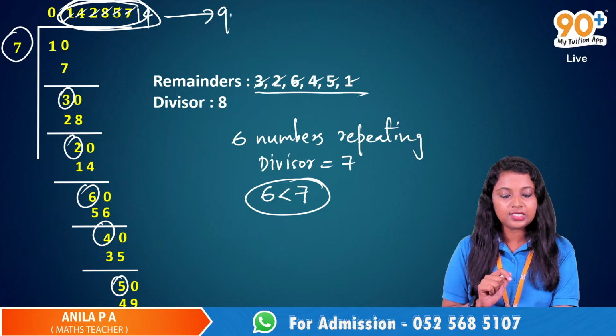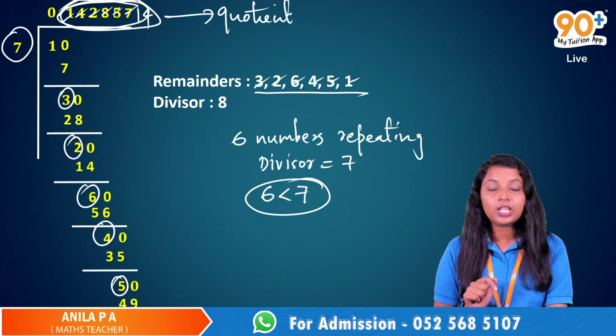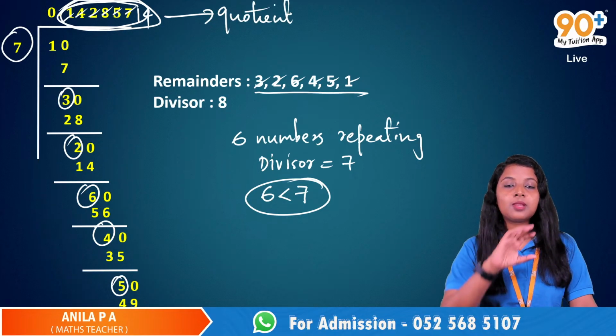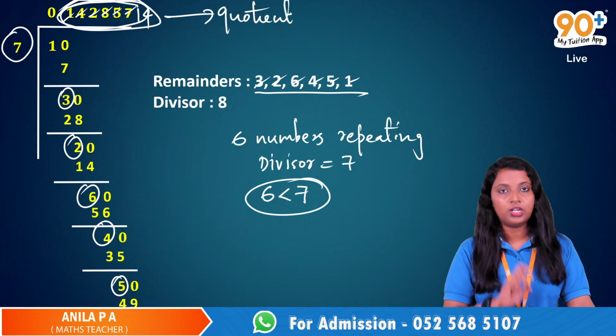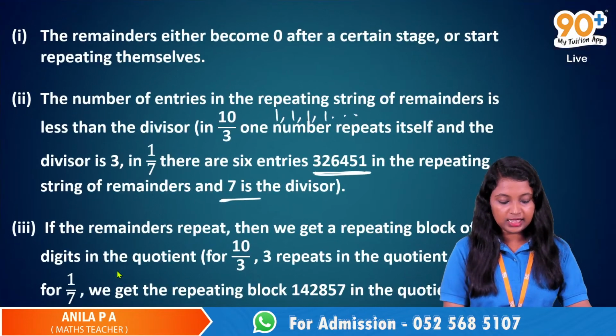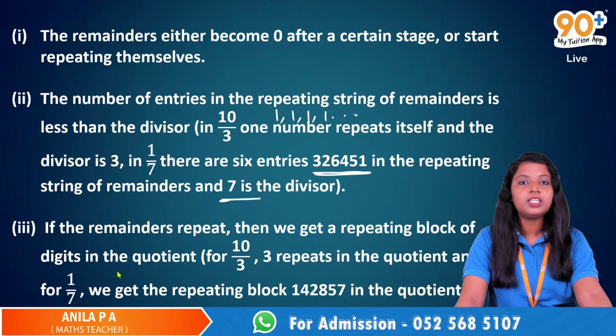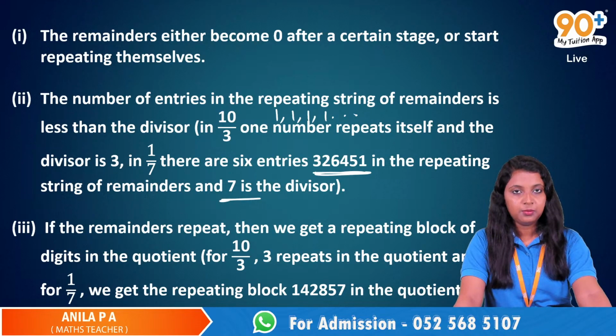This is the place where we write the quotient. So if the remainders are repeating, we will get a repeating block in the quotient also. These are the 3 things that we can observe from the division of these 3 numbers.